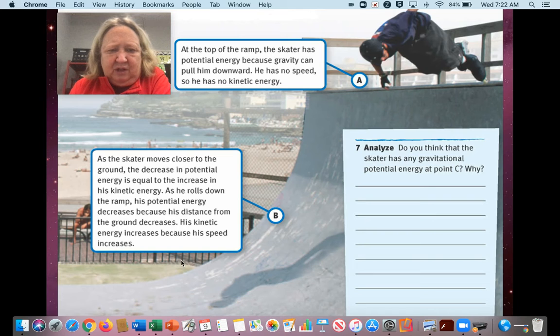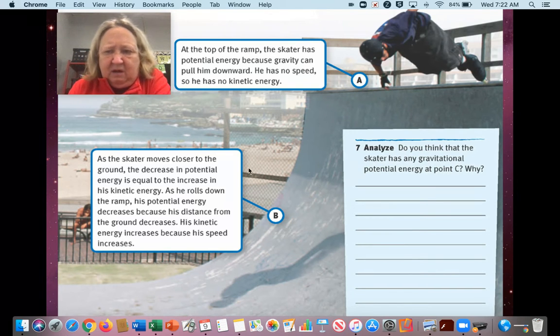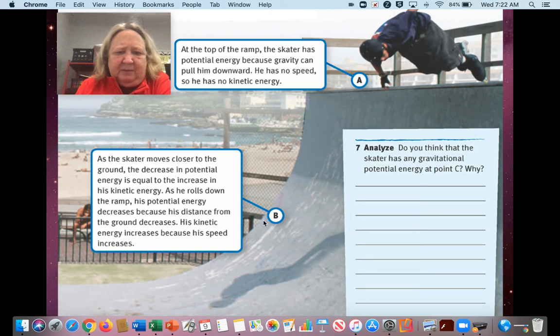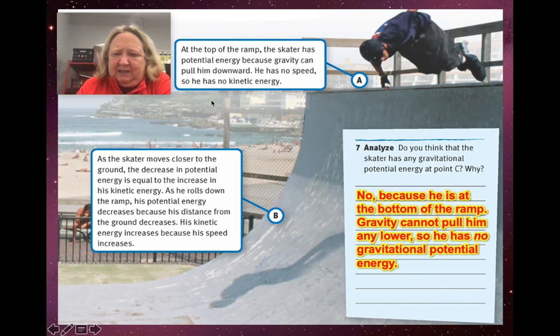As he moves closer, the potential is going down as much as the kinetic is going up. And we will look at that, especially during the digital lesson, but they move exactly the same. As potential goes down, kinetic goes up. All right, and one last question. Do you think the skater has any gravitational energy at point C? Point C isn't even on here, but we will look at the answer.